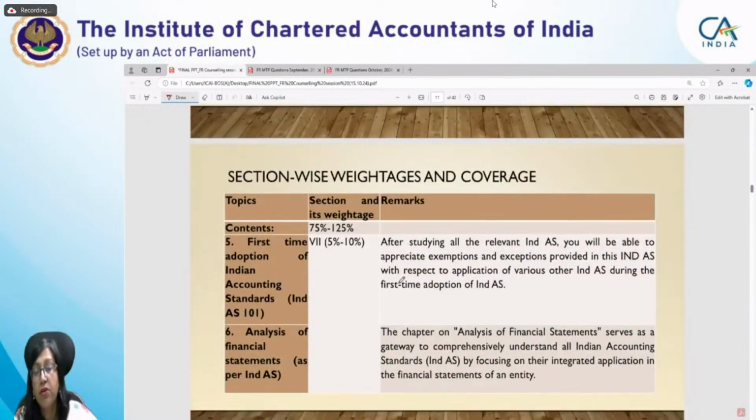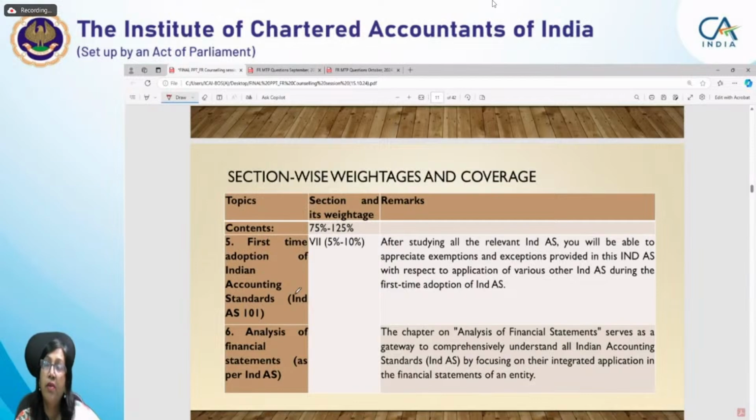Then comes section 7, which is on first-time adoption of Indian accounting standards. Only one standard, in fact: Ind AS 101. But there are two topics. One is analysis of financial statements. It appears to be analysis of financial statements, but it covers all the standards. So the questions given at the end of this chapter may be asked. Whatever is given in this chapter is more or less based on standards, which you have studied in your respective standards also. If you cover those standards thoroughly, then you will be able to do this.